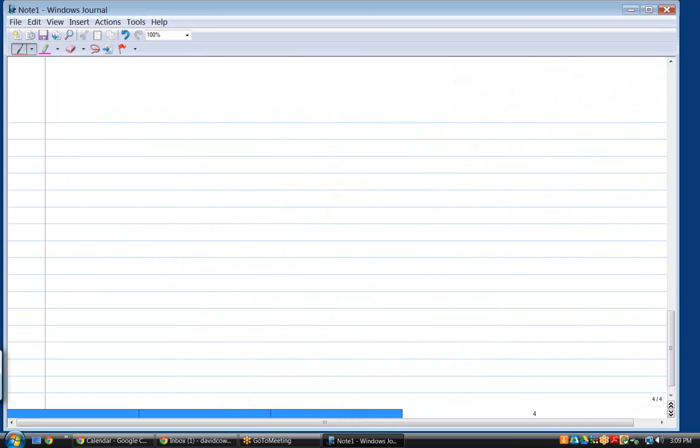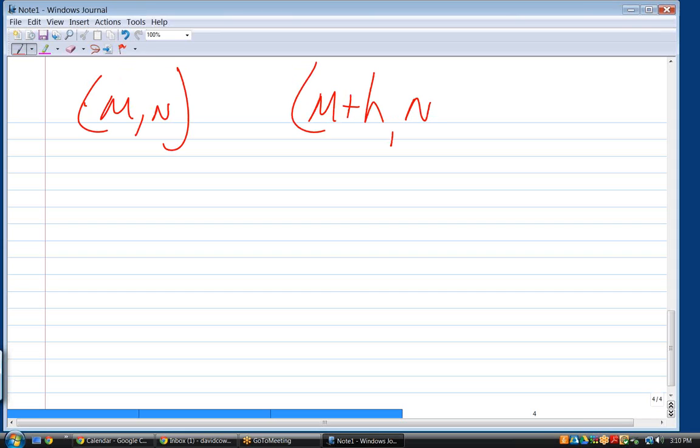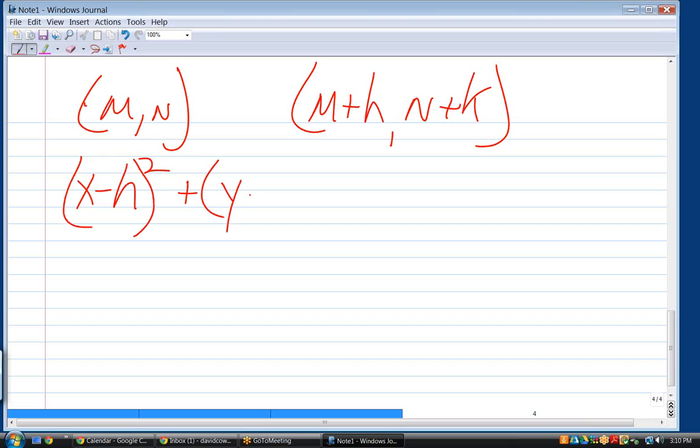Um, it says it's the same kind of problem, and it says the center is (m, n), and a point on the circle is (m plus h, n plus k). Okay. Let's go through the exact same process. What's the general equation of a circle? (x minus h) squared plus (y minus k) squared equals r squared.